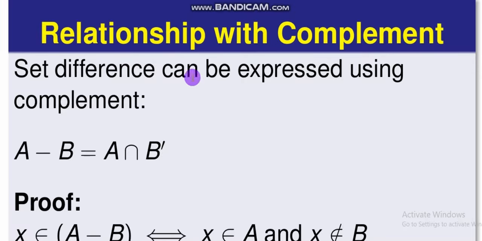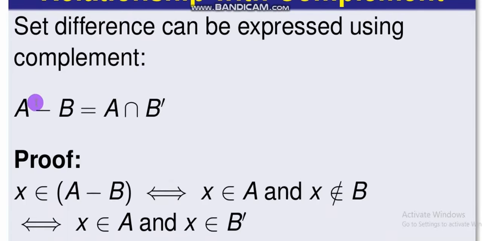They say set difference can be expressed using complement, meaning A minus B is equal to A intersection B complement. Remember, B complement is a set of elements that are not found in B, but they are in the universal set. Even if those elements are in set A, it doesn't matter. If they are not in B, they are in the set complement.